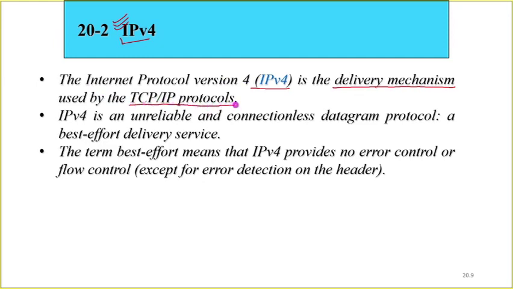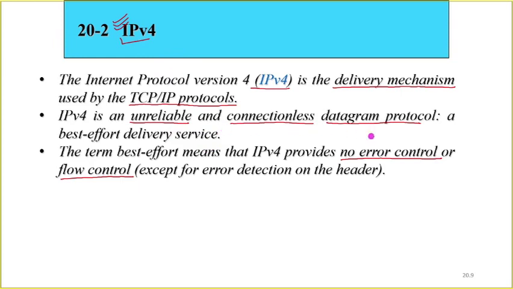So the TCP/IP protocol is going to use Internet Protocol version 4, IPv4, as the delivery mechanism. Here IPv4 is an unreliable and connectionless datagram protocol. It is connectionless and it is unreliable. Why is it unreliable? Because it has no error control or flow control mechanism. There is no error control here, since error control is done at the data link layer. At the network layer, there is no error control.